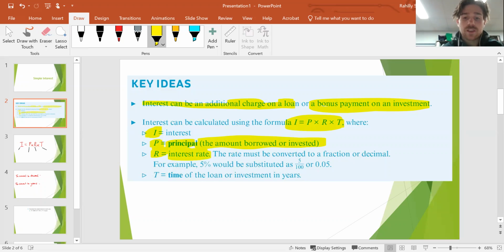The rate, to work this out, needs to be converted into a decimal or a fraction. Okay, and we'll go through an example of how to do that going forward. And then T is the time of loan or investment in years. So it has to be in years. So if it was in months or in weeks, we need to work out what that converts to in years, which we'll go through in some examples.